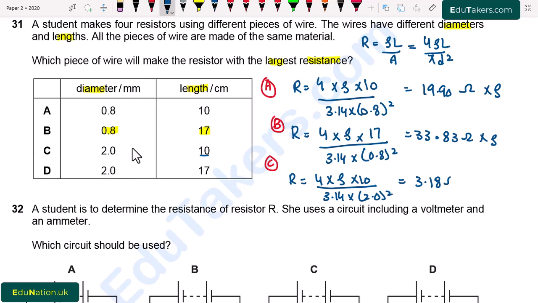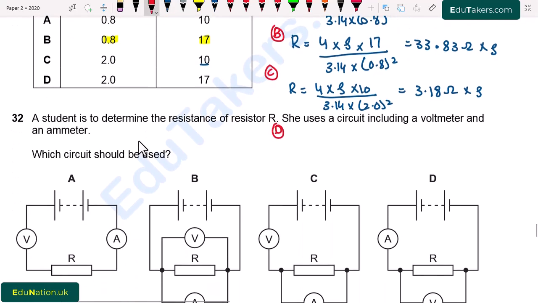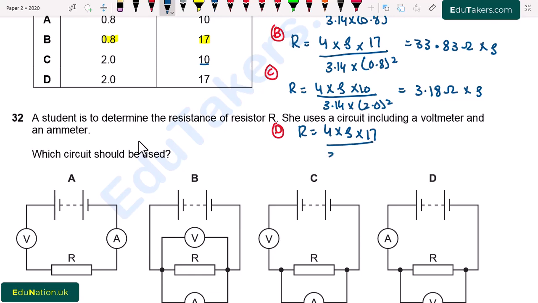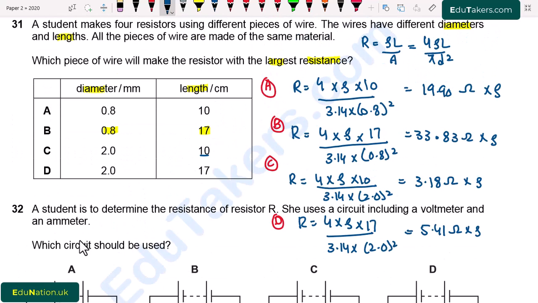For the wire D, I write here R is equal to 4 multiplied by rho and length is 17 divided by 3.14 times 2.0 square. It will be equal to 5.41 ohms multiplied by resistivity. So for all of these wires, the value of resistivity is the same because the wires are made of the same material. So we can see which one of the wires has the largest resistance. It is the wire B, which shows 33.83. So from here, option B is correct.